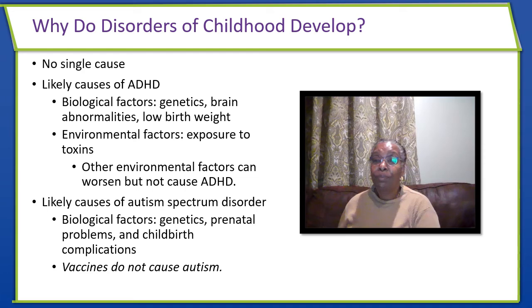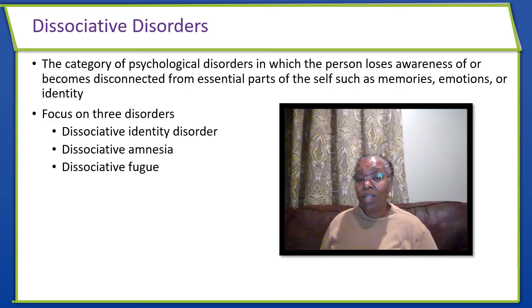All right, so earlier in the lecture I told you that we were going to talk about dissociative disorders. A lot of people know dissociative disorders in terms of multiple personalities. That falls under the category of dissociative identity disorder. But there's two others that we will talk about as well, which is dissociative amnesia as well as dissociative fugue.